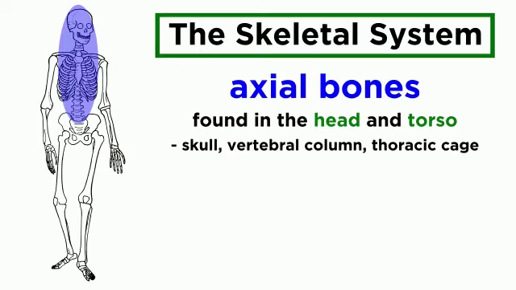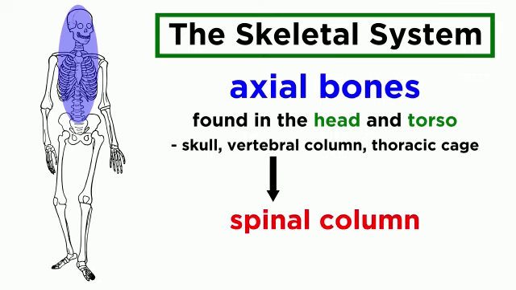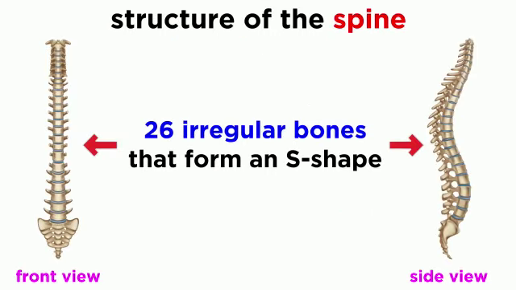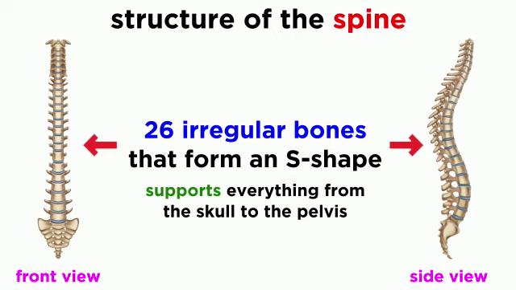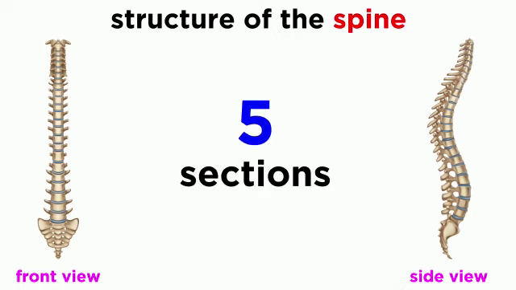Next up in the axial skeleton is the vertebral column, also called the spinal column or simply the spine. This is comprised of 26 irregular bones that come together to form a flexible structure in a curvy S shape, and this supports everything from the skull to the pelvis. The spine can be divided into 5 sections.